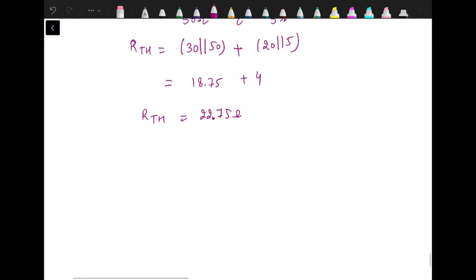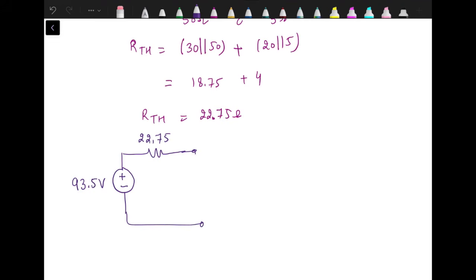After this, we have the last step where we need to draw the Thevenin's equivalent with VTH as 93.5 volts, RTH 22.75, and between the load terminals we have to connect the load resistance back, that is the 24 ohm resistance. We need to find the current over here. This I24 ohm is 93.5 divided by (22.75 plus 24), which is equal to 2 amperes.